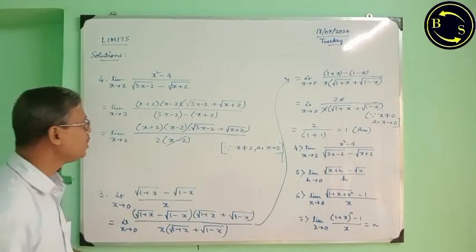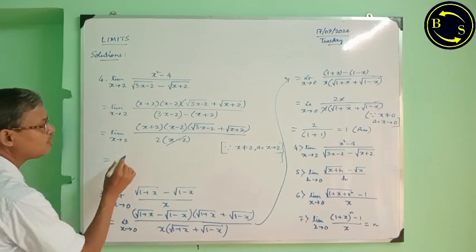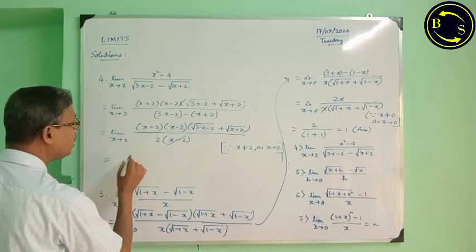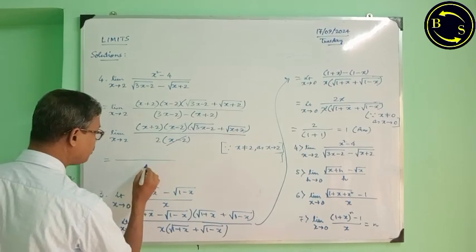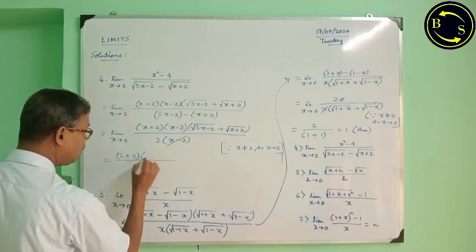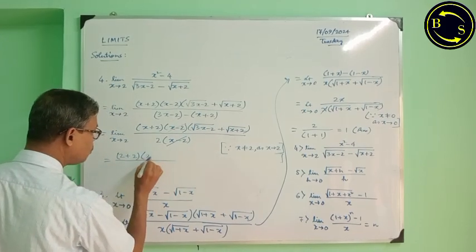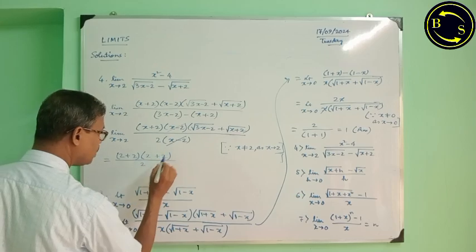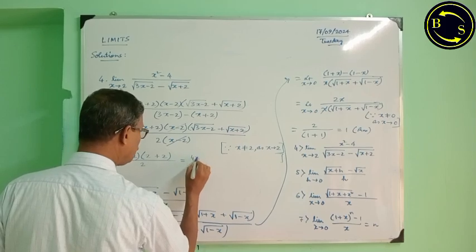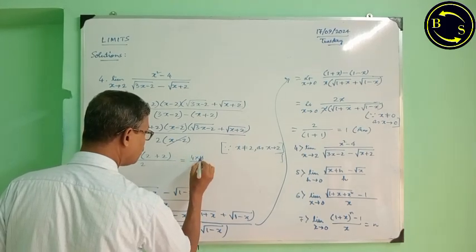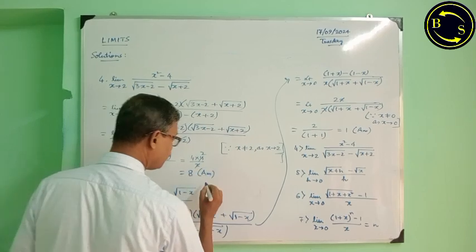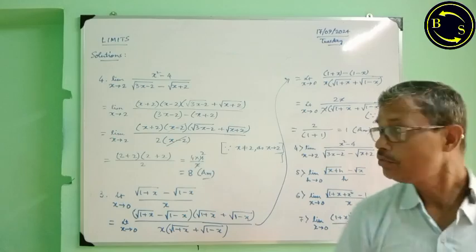Now finally we put the value x equal to 2 in the simplified form of the expression, then this is 2 plus 2 into this is 2 and this one is also 2. Thus finally 4 into 4 whole by 2, the result is 8. Thus limiting value is 8.